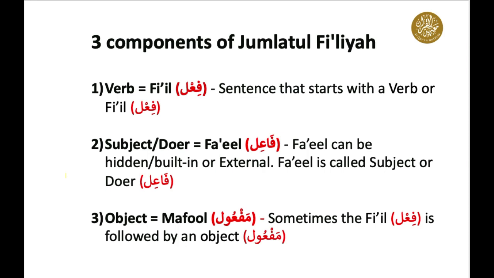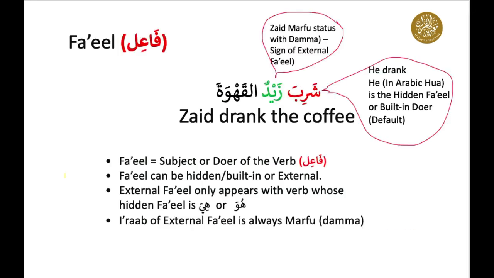Okay, just to summarize, a verbal sentence usually contains three parts. One is verb or fi'il, one is subject, doer, or fa'il, and the third one is object or maful. Alhamdulillah. Let's learn a little bit more about fa'il. So we said fa'il is the subject or doer of the verb. Fa'il can be hidden or built in or external.